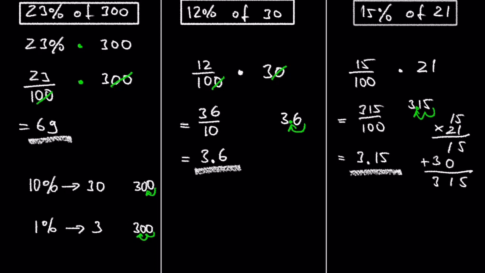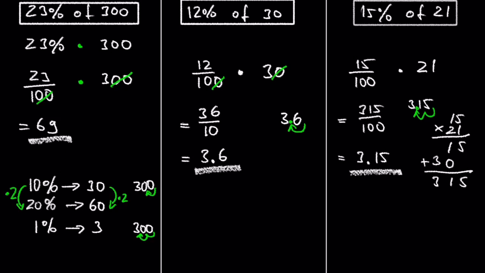Now, when 10% is 30, then what is 20%? We get from 10% to 20% by multiplying by 2. So we also have to multiply 30 by 2, which is then 60. So 20% of 300 is 60.